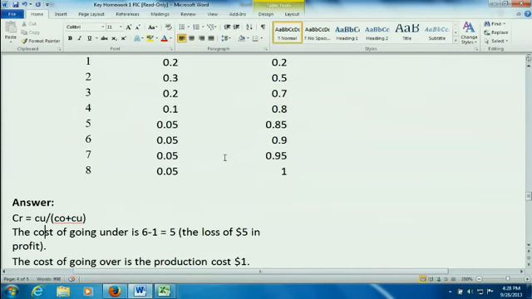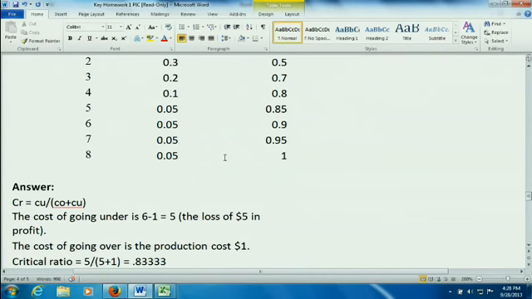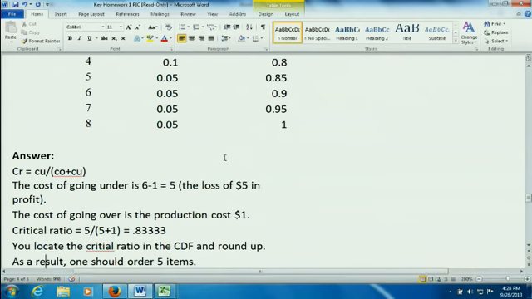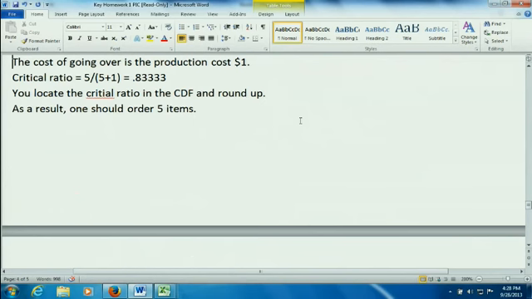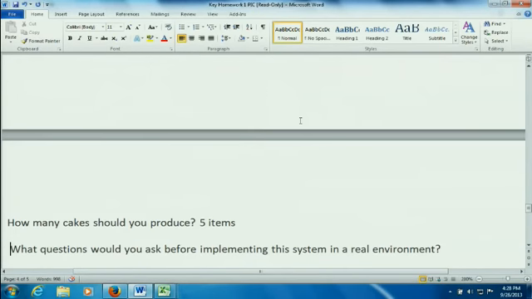So the cost of going under is 6 minus 1, or $5. Okay? I missed out on $5 of profit. Cost of going over is $1. I have my $1 of cost. And I can compute the critical ratio of 0.833, go up and find that in the distribution, and it's right there between 4 and 5, and then conclude I should produce 5 cakes. Because you round up the critical ratio.